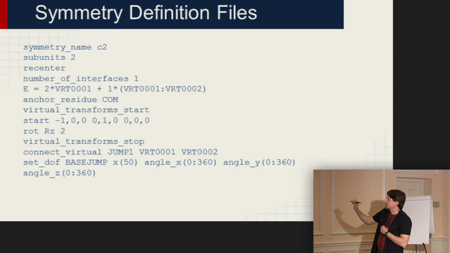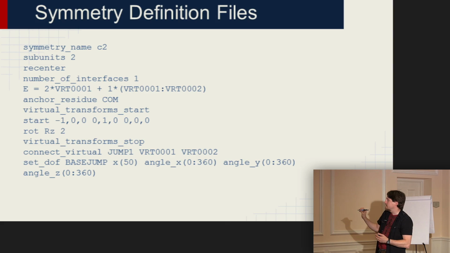If this is a 2 subunit system with 1 interface, it makes sense that the score is 2 times, and this actually represents a virtual atom, but it says multiply this score by 2 and then add the score of the interface. That is what this notation means, and it makes sense for how you would adjust the score. There's a lot of information here about anchor residues and how to do the virtual transformations from one to another. Like this tells you the rotation is about the z-axis.